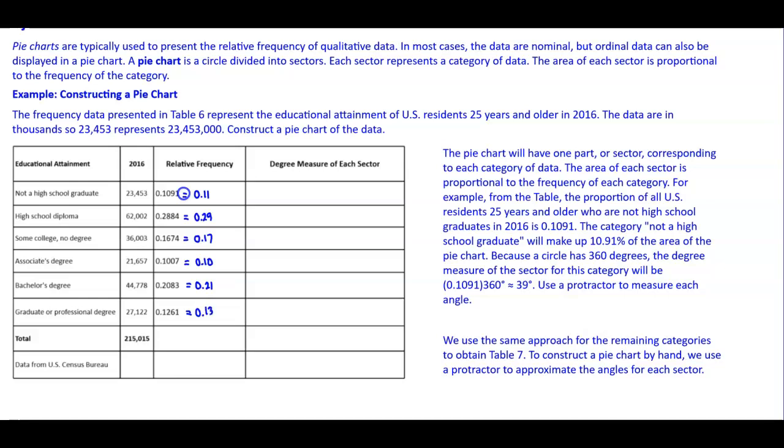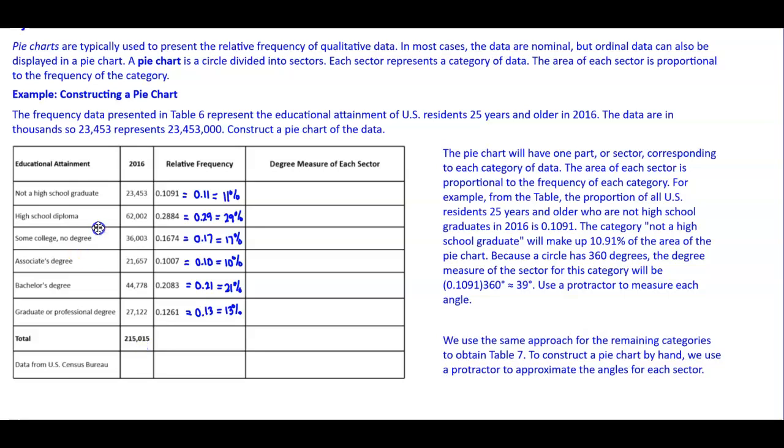Now, if we multiply this by 100%, then this is the same thing as 11%. And this is the same thing as 29%. The next one is 17%, the next one is 10%, and then 21%, and then 13%. So that is the percentage of each particular item according to this total here of 215 million, 15,000.